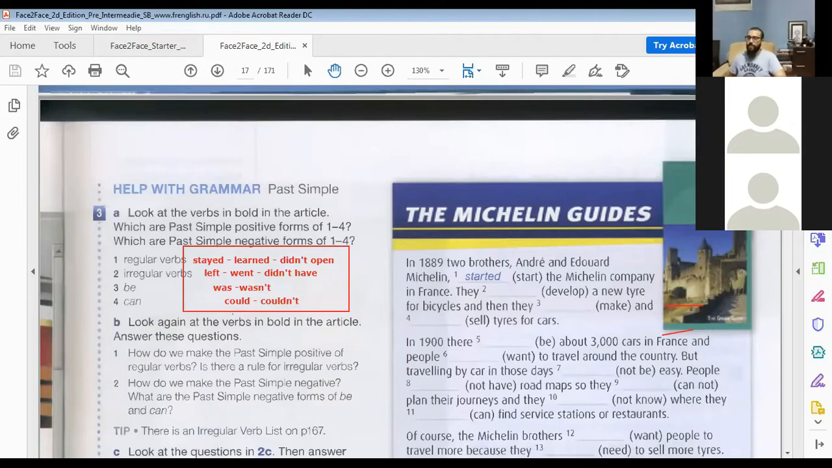For irregular verbs, there is no rule. You just have to remember them. You have to practice them, get used to them. But there's nothing you can do because there's no rule. You can also put them in groups. This makes it easier to remember.